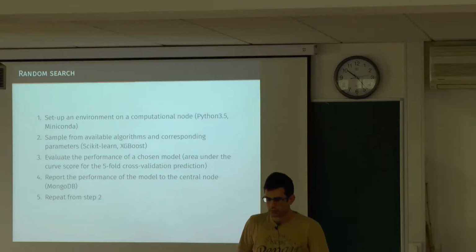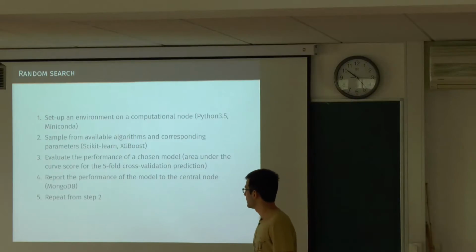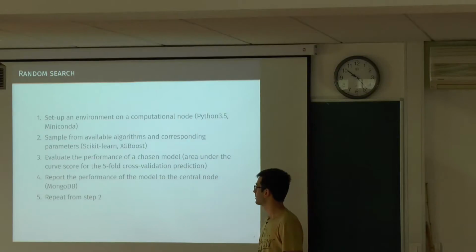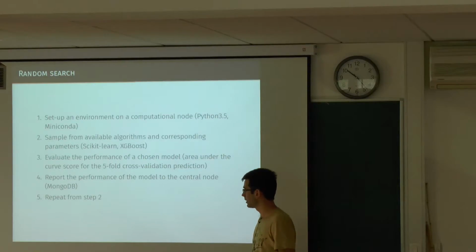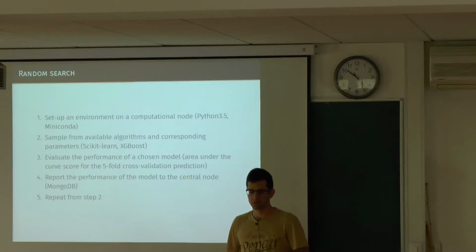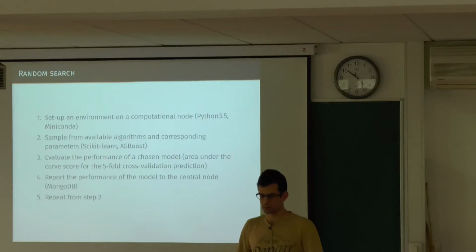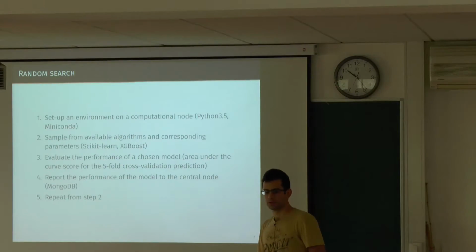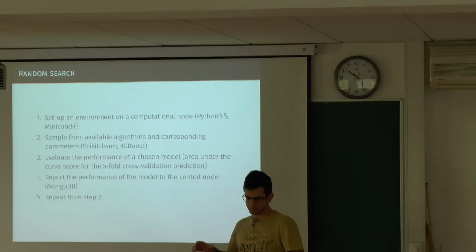Then the model was evaluated. Because it was a binary classification task, we used the area under the curve score, and we used the five-fold cross-validation predictions to compute the area under the curve score. Then the performance of the model was reported to the central node.